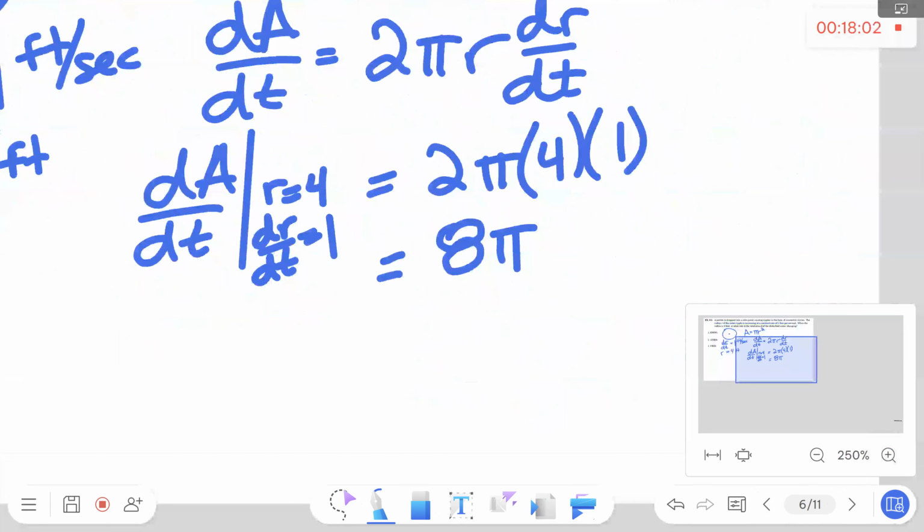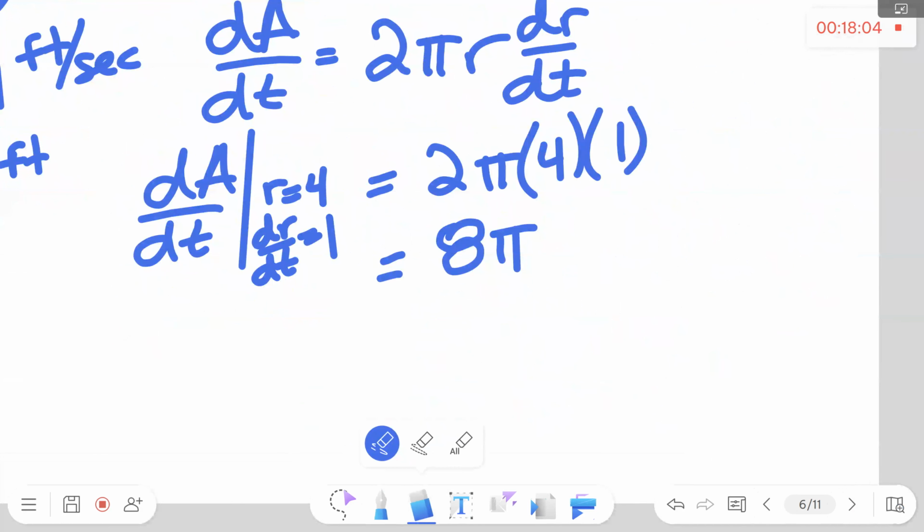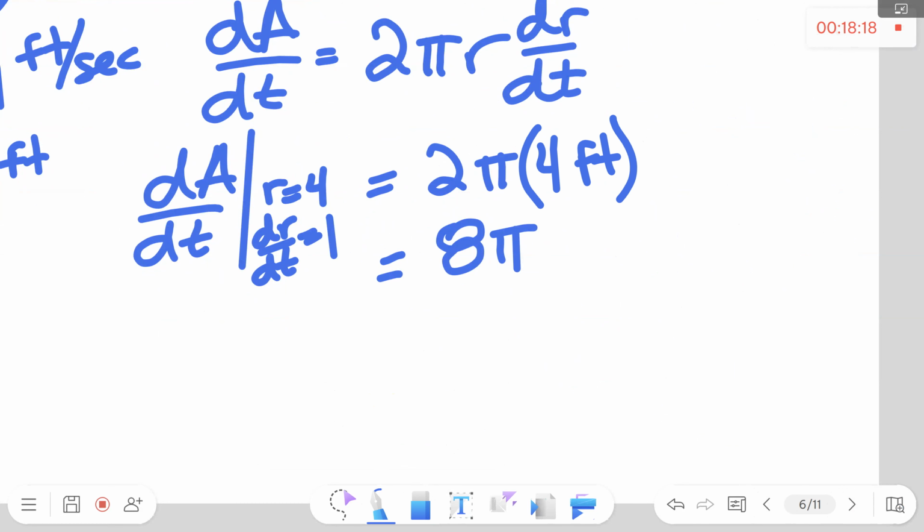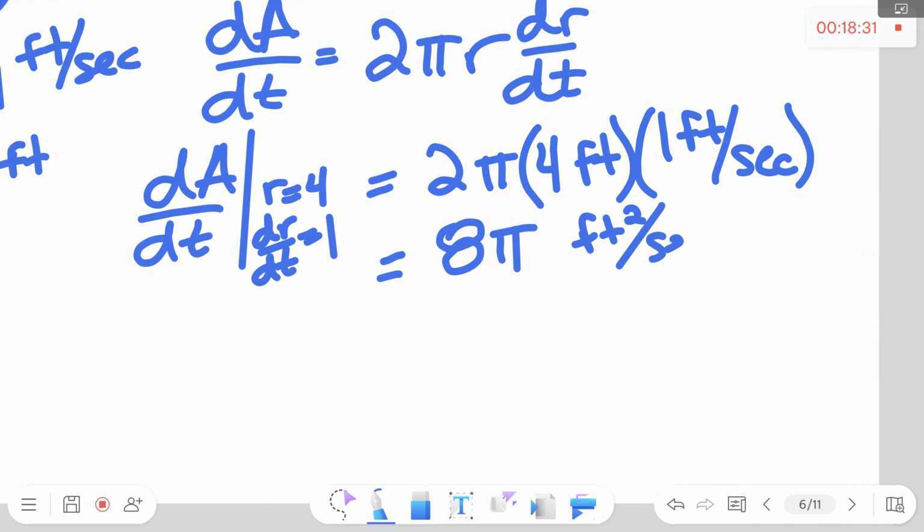And I'm going to erase this real quick. You don't need to, but I'm going to. What is the unit on r? Well, that's 4 feet, right? What's the unit for dr dt? Feet per second. So the answer is in feet squared per second.